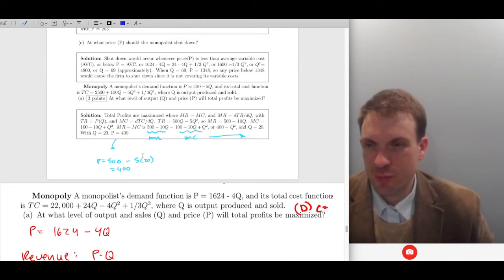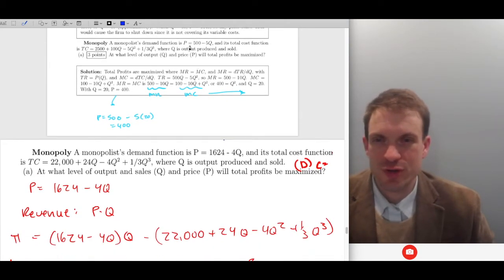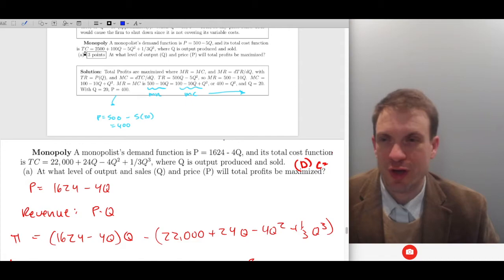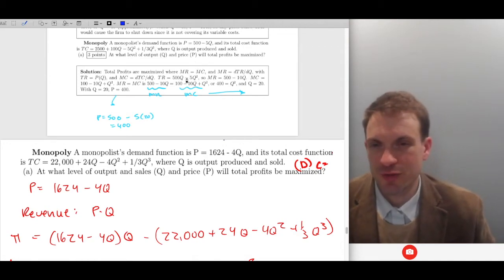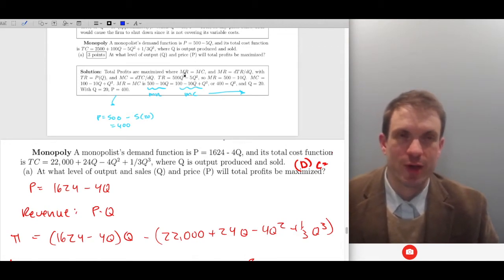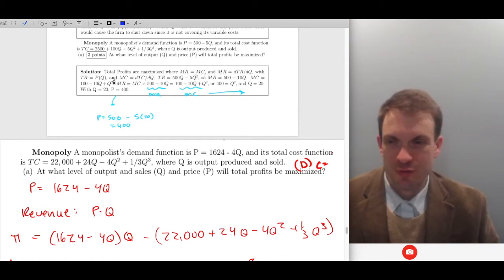The next one was: monopolist demand function is 500 minus 5q. Its total cost function is 2500 plus 100q minus 5q squared plus 1/3 q to the third. At what level of output and price will profits be maximized? Well, total profits are maximized where marginal revenue is equal to marginal cost. We could find that right here.